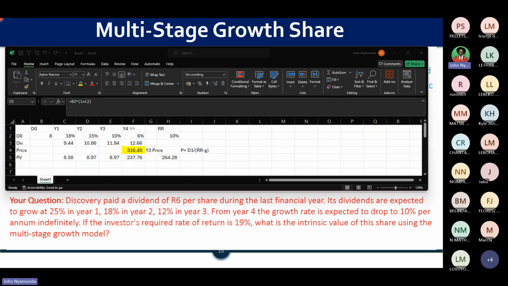I'm not understanding this question. The first line is the stumbling block. Okay. Discovery paid a dividend of 6 rand per share during the last financial year. Its dividends are expected to grow. Okay, so it paid 6 rand. So this is your D0. You can unmute yourself if you want, so that I understand where you're stuck.